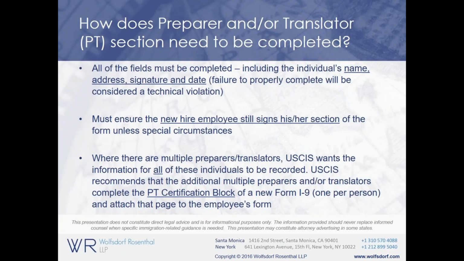If completed, it has to be completed in full. You have to include the name, address, signature, and date, and must also ensure that the new hire employee still signs their section of the form. Where there are multiple preparers or translators, this is very rare, but in that kind of situation, you may need to complete a new Form I-9 and have the second translator or second preparer fill out the form there.